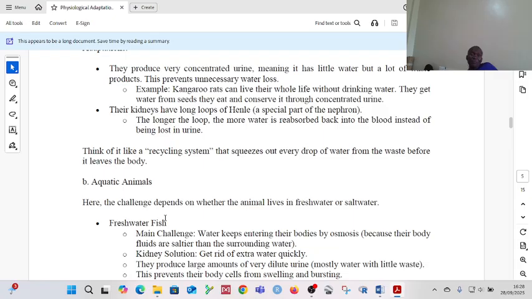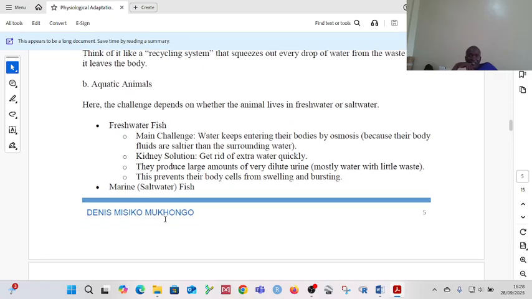Let's look at animals that are found in an aquatic environment. Here the challenge depends on whether that animal is found in an aquatic environment made up of fresh water or salt water. If you have fish, for example, found in fresh water, the main challenge is that water will be entering the bodies of that fish through osmosis. Why? Because the body of the fish has a higher osmotic potential than the surrounding. Okay?